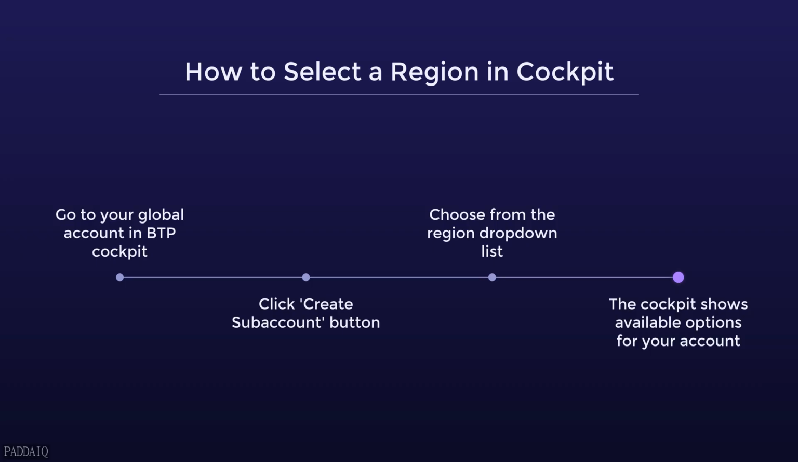The cockpit shows available options for your account. This means the system displays a list of regions you can choose from based on your account's entitlements. For example, if your company is based in Europe, you might select the EU10 region. This ensures you pick a location that works for your setup.